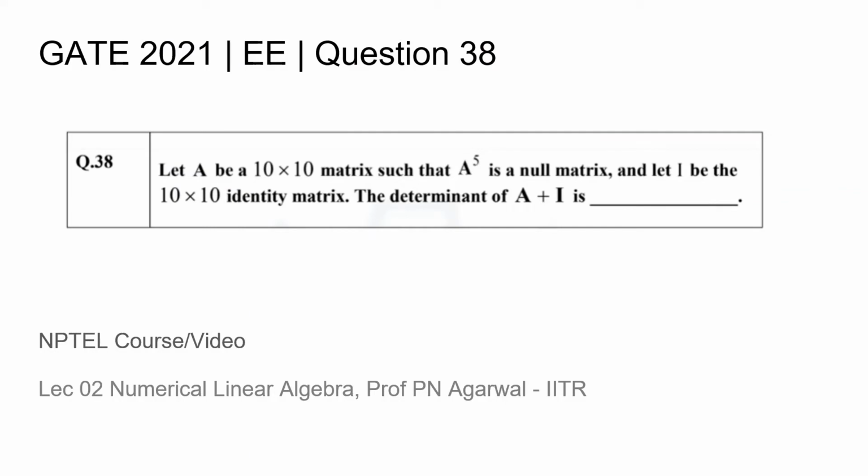This is question 38 from the GATE 2021 EE paper, in which we are given a nilpotent matrix A, that is, a matrix A such that A power 5 is a null matrix, and we are asked to find the determinant of A plus I. Underneath the question, you will find the title of the NPTEL course or video relevant to this topic.